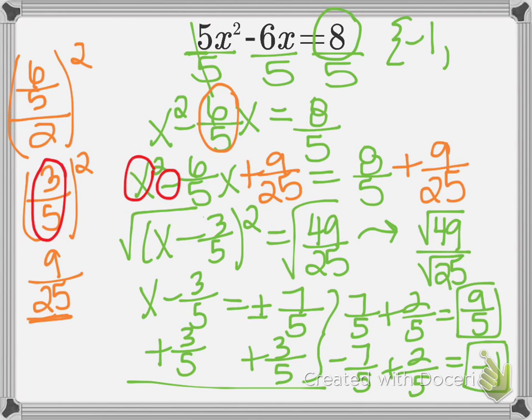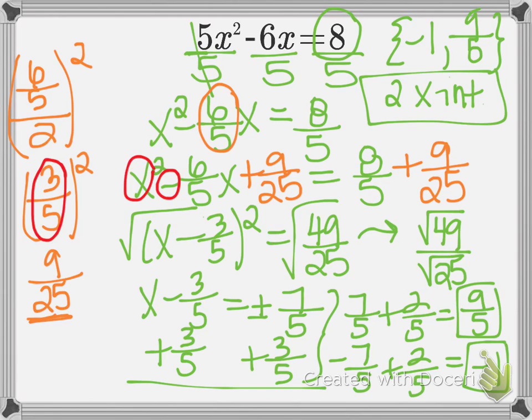And again, we'll just talk about if you're asked that follow-up question of how many x-intercepts this graph would have. In this case, because I have two real unequal roots, I would have 2 x-intercepts. Okay, and that's it.